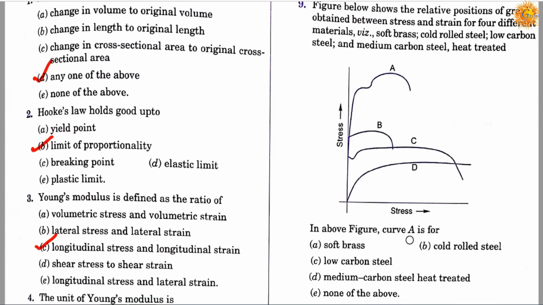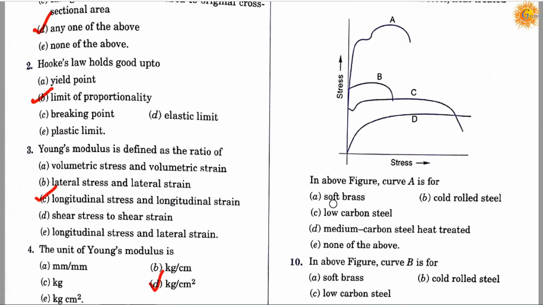In the above figure, curve A belongs to: option A, soft brass; option B, cold rolled steel; option C, low carbon steel; option D, medium carbon steel heat treated; and option E, none of the above. So correct answer is D. Curve A belongs to medium carbon steel heat treated.